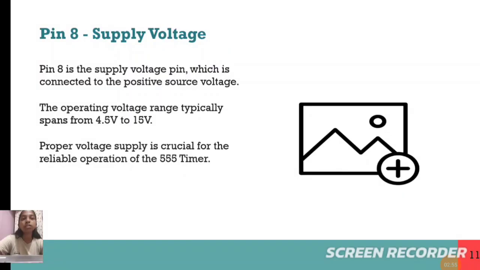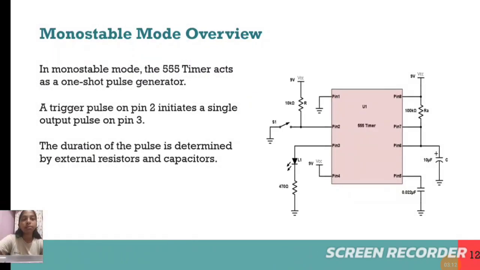And the eighth pin is the supply voltage. The supply voltage pin is connected to the positive source voltage. The operating voltage range typically spans from 4.5 volts to 15 volts. The proper voltage supply is crucial for reliable operation of the 555 timer.